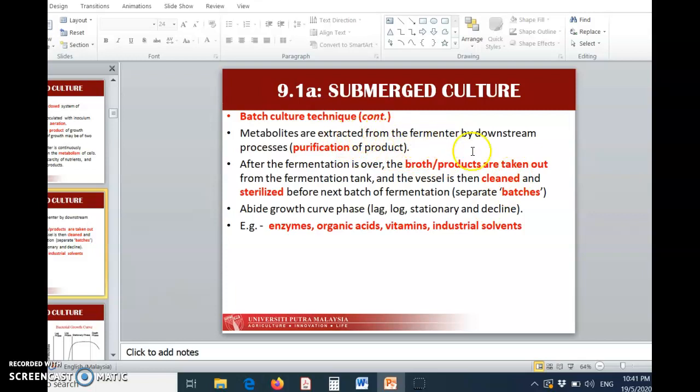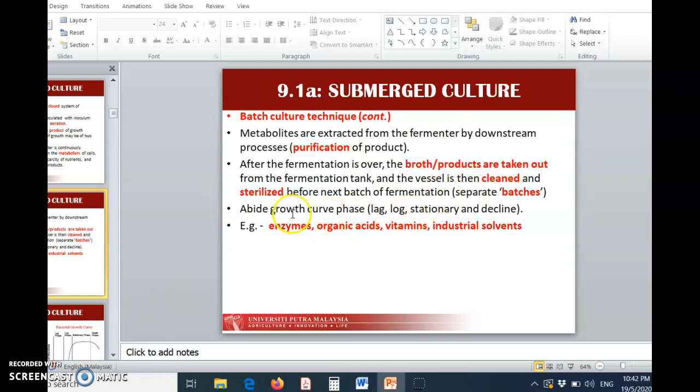Metabolites are extracted from the fermenter by downstream processes, purification of the product. So we take out the liquid from the fermentation tank. We can purify them using many techniques, for example, chromatography, filtration, centrifugation, and so on. After the fermentation is over, the broth or products are taken out from the fermentation tank, and then the vessel is cleaned and sterilized for the next batch of fermentation. So that's why sometimes we call this fermentation batch 1, the second one we call batch 2, and so on.